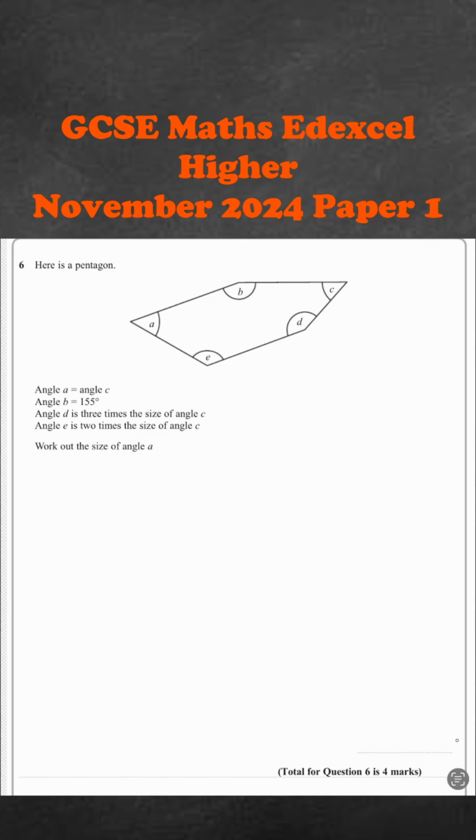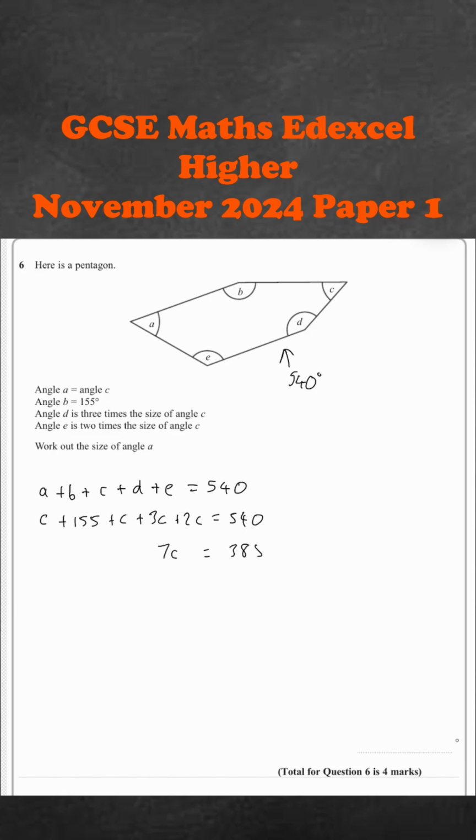So as it's a pentagon, we know the internal angles need to add up to 540 degrees. So we can say that A plus B plus C plus D plus E equals 540 degrees. We know that angle A is the same as angle C, B is 155, C is just C, D is 3 lots of C, and E is 2 lots of C. I'll take the 155 onto the other side and put all the C's together so that we have 1, 2, 5, 7 C equals 385.